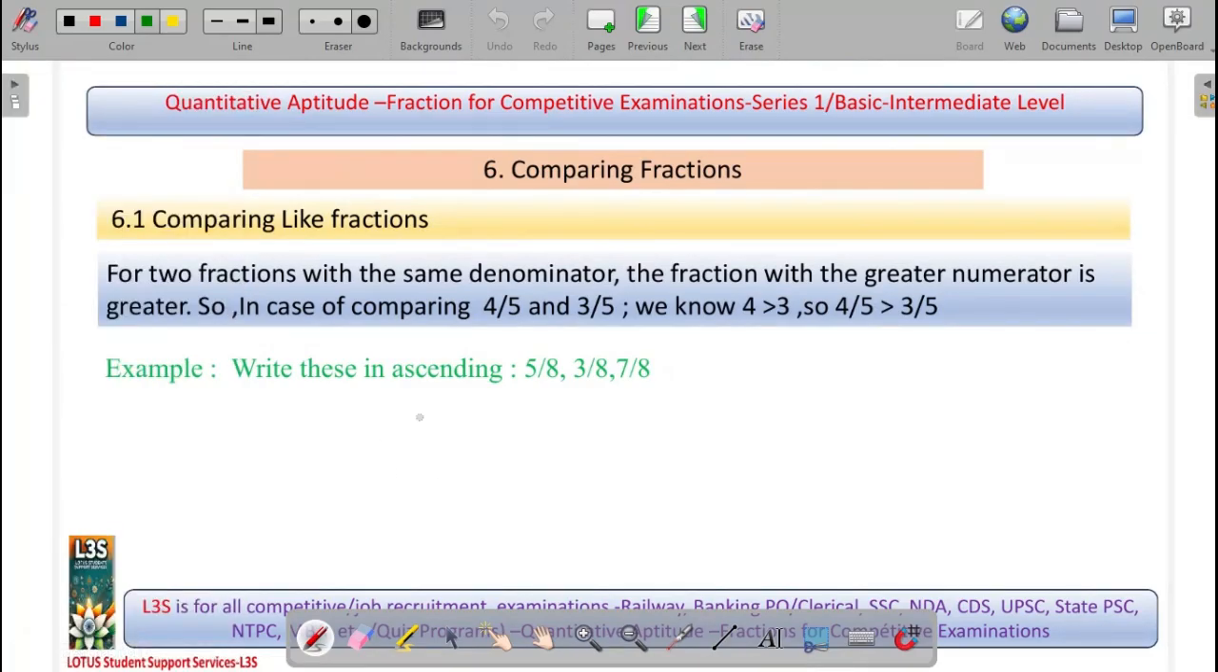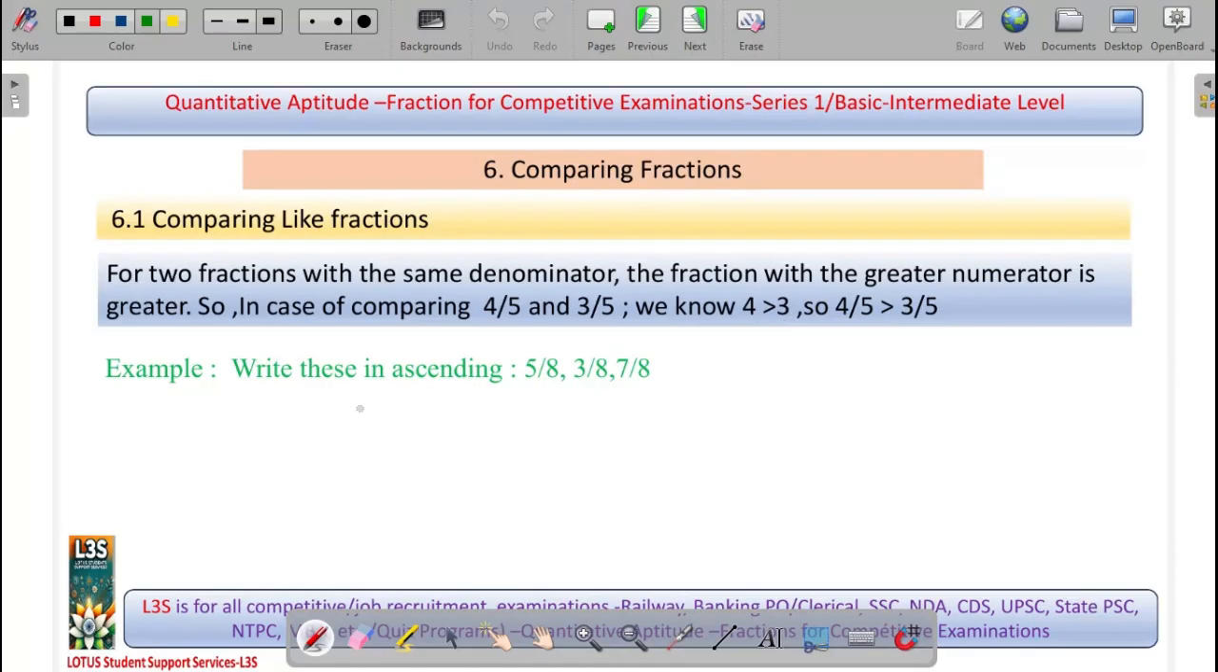Comparing like fractions. For two fractions with the same denominator, the fraction with the greater numerator is greater. So in the case of comparing 4 by 5 and 3 by 5, we know the denominators are the same, so this is a like fraction, and numerator 4 is greater than numerator 3, so the fraction 4 by 5 is greater than the fraction 3 by 5.